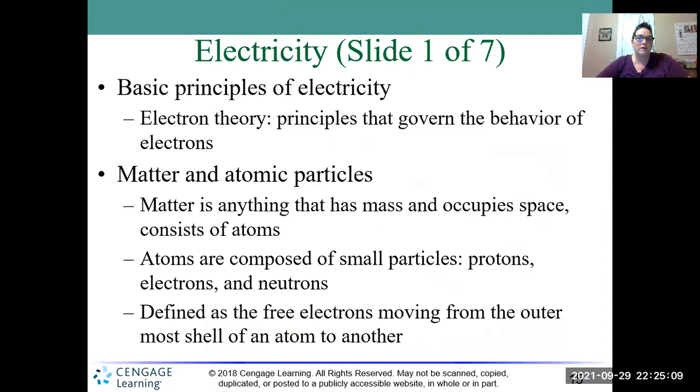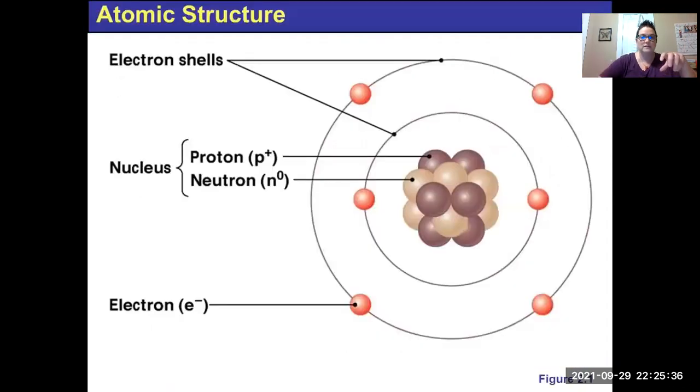We're going to first talk about the basic principles. So the electron theory. This is really the principles that govern the behavior of electrons and electricity in general. And we're going to talk a little bit about matter and atomic particles. Of course, matter is anything that has mass and occupies space, and it does consist of atoms. So atoms are composed of really small particles: protons, electrons, and neutrons.